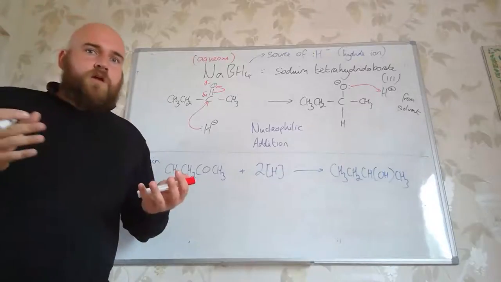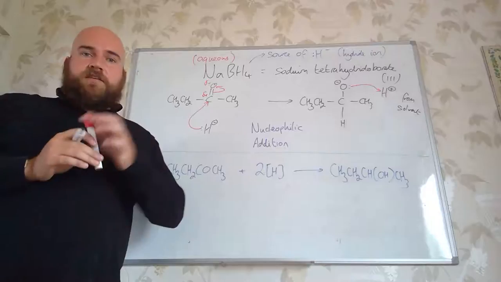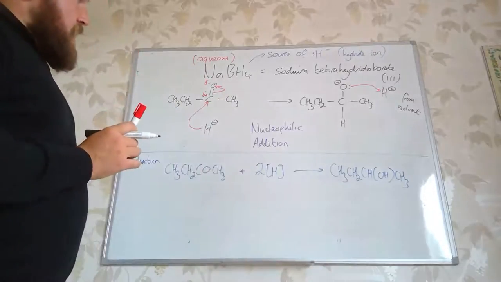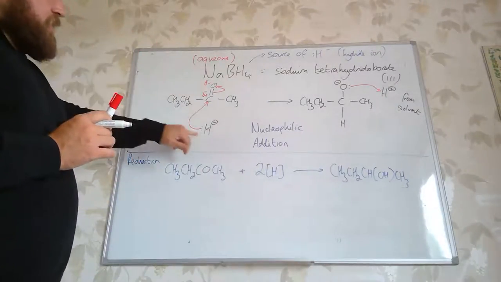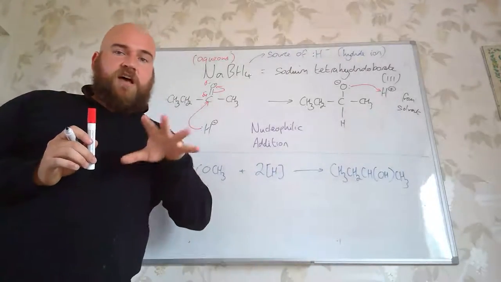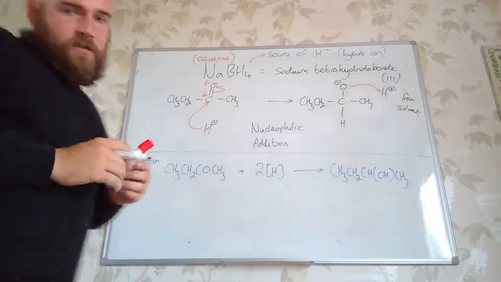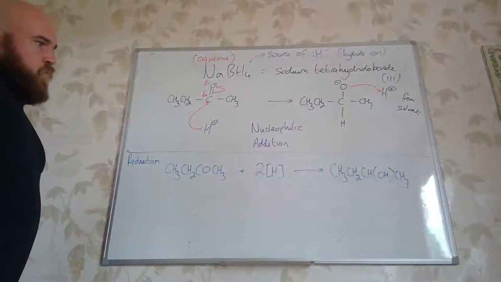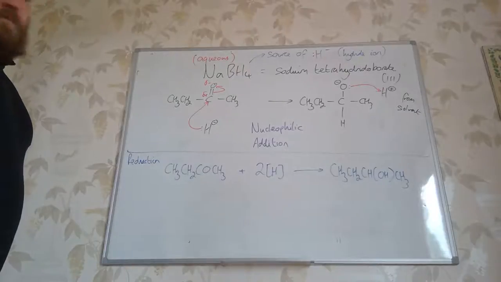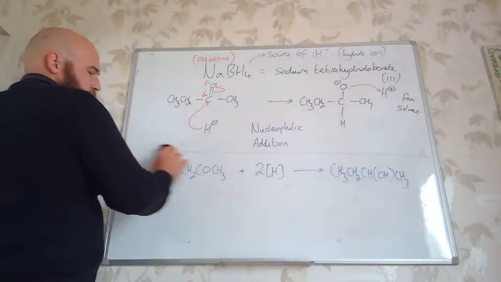And the good news is there's only two nucleophiles you have to be able to do this with. One is NaBH4, so using H minus as your nucleophile, and the other one is using hydrogen cyanide, which we're going to move on to now, which is sort of the final part of the work that I've set for you this week. Okie dokie. So I'm going to erase all of this now.